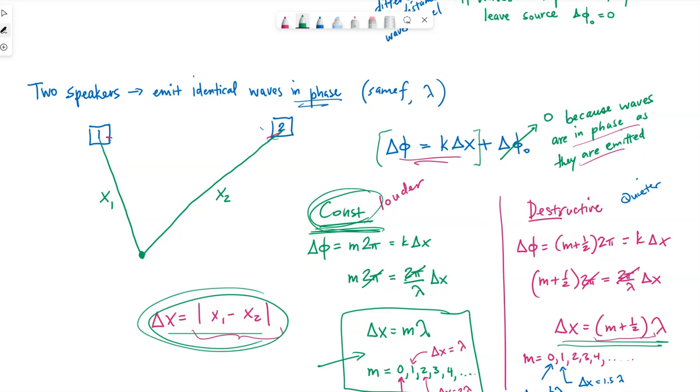So we're going to go through a few examples here and show you how to apply these equations.